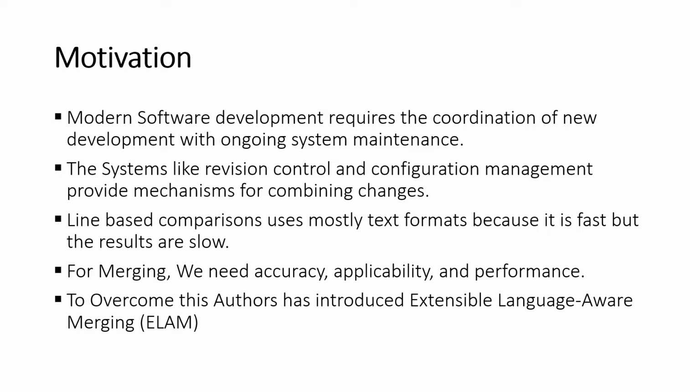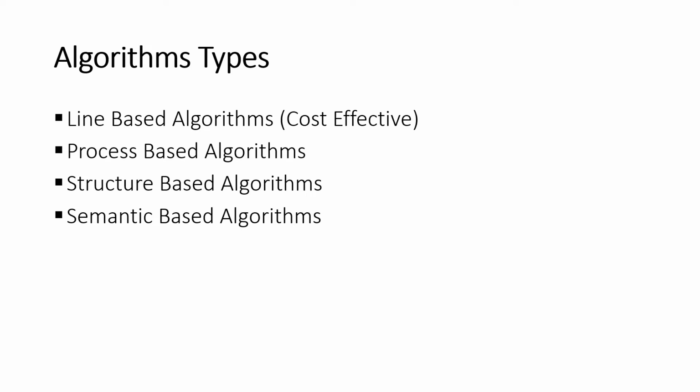Mainly for merging, we need accuracy, applicability, and performance, which should be accurate and high. To overcome this and provide better results, the authors introduced extensible language-aware merging. In this, we have different types of algorithms: the line-based algorithms, process-based algorithms, structure-based algorithms, and semantic-based algorithms.